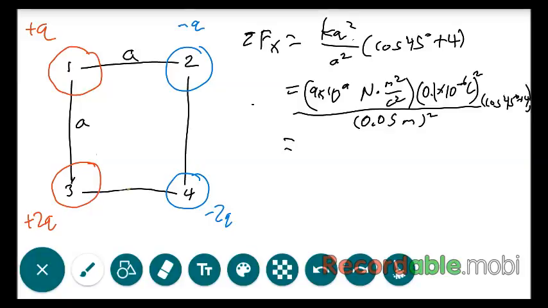Now I'm going to put this all into the calculator, and you should get 0.169 newtons, and that is the force in the x direction. Okay, so save that number. We're going to use it again.